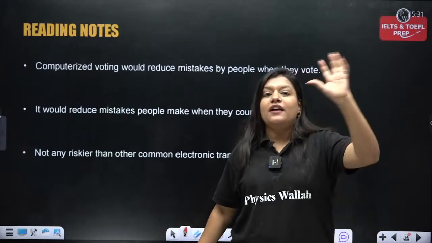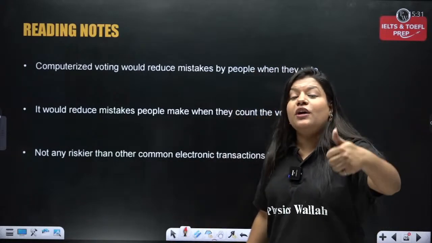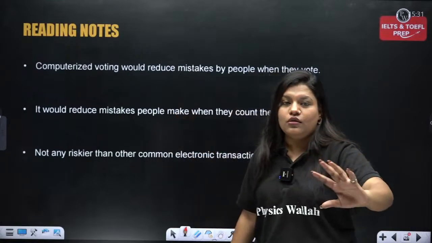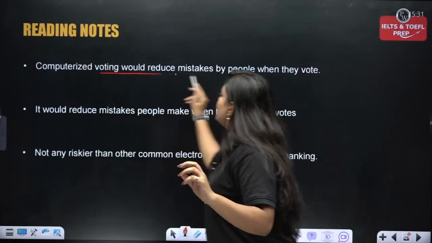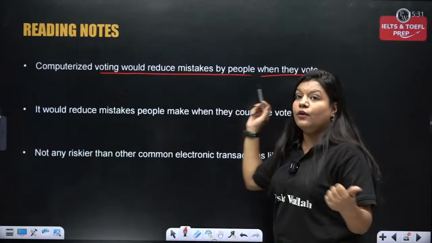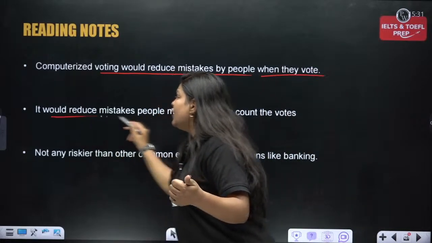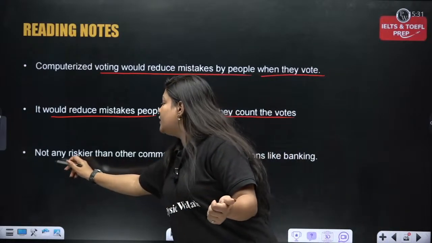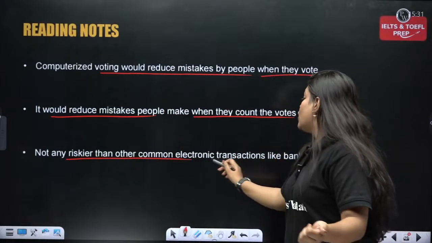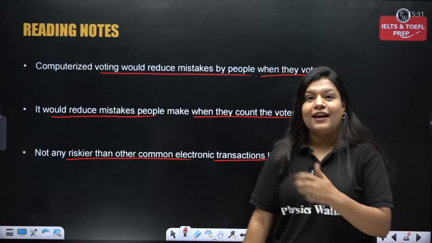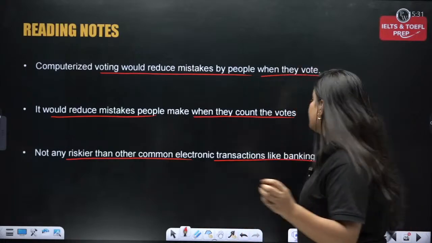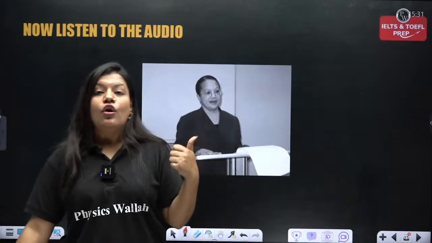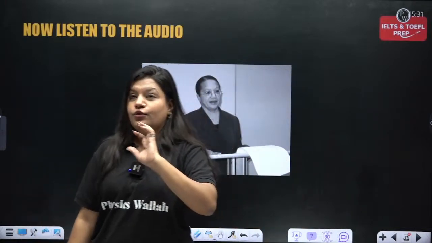You don't have to write out the passage and paragraphs. Just come up with one pointer that is actually going to deal with your response. Okay, computerized voting would reduce mistakes people make when they vote. First pointer. It would reduce mistakes people make when they count the votes. Second pointer, not any riskier than other common electronic transactions like banking, and that's all. Okay, now let's have a quick look at the audio. I'll be playing an audio and you are going to listen to that.